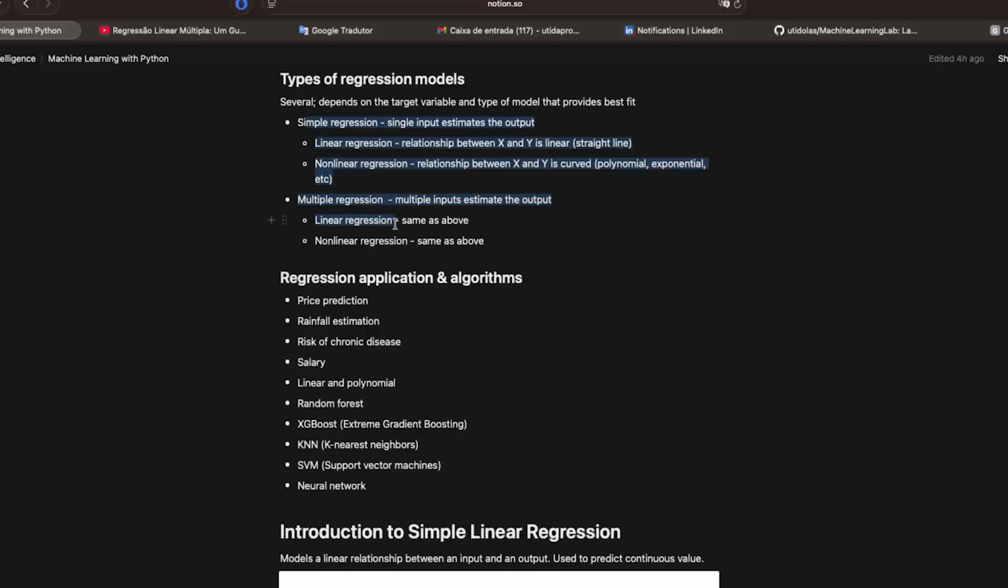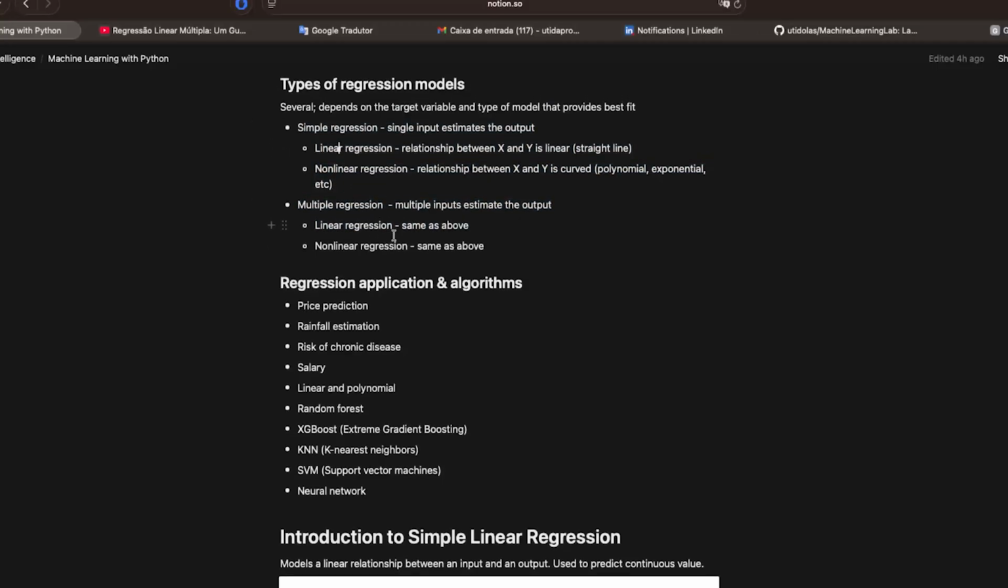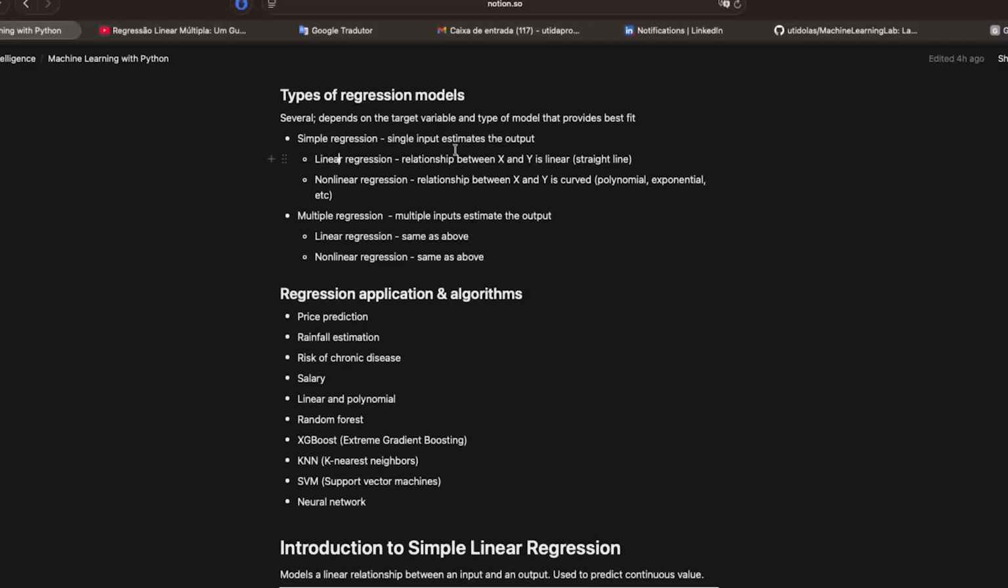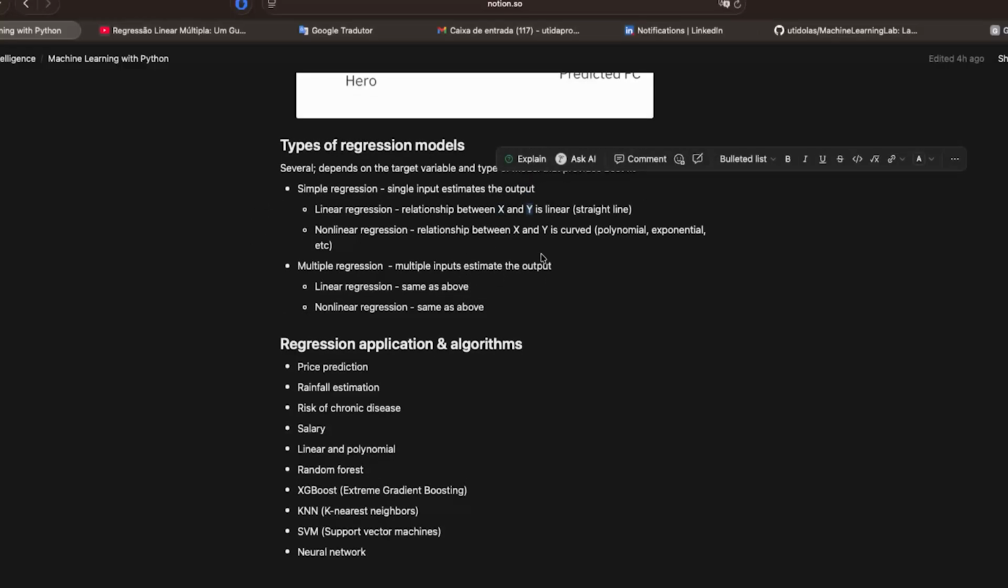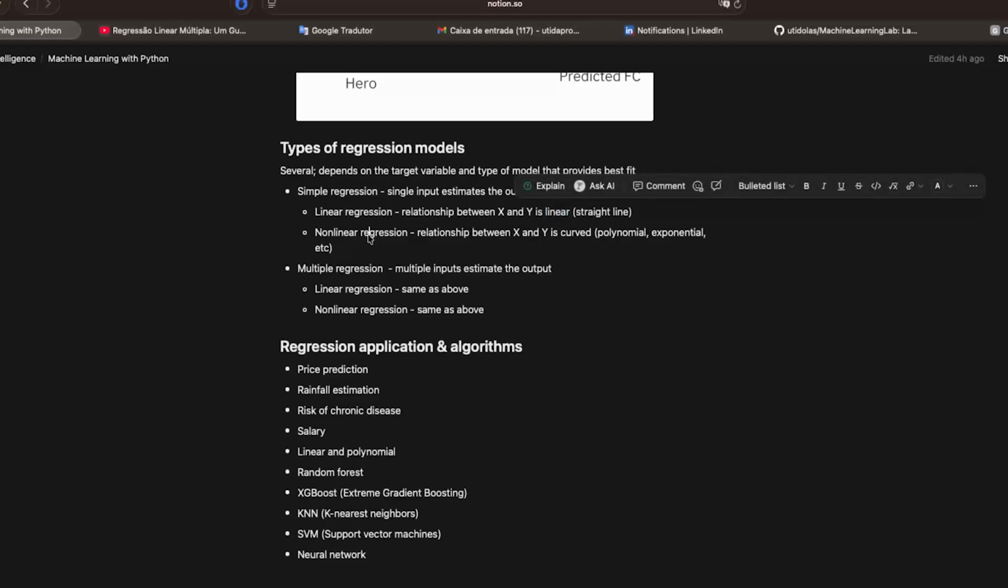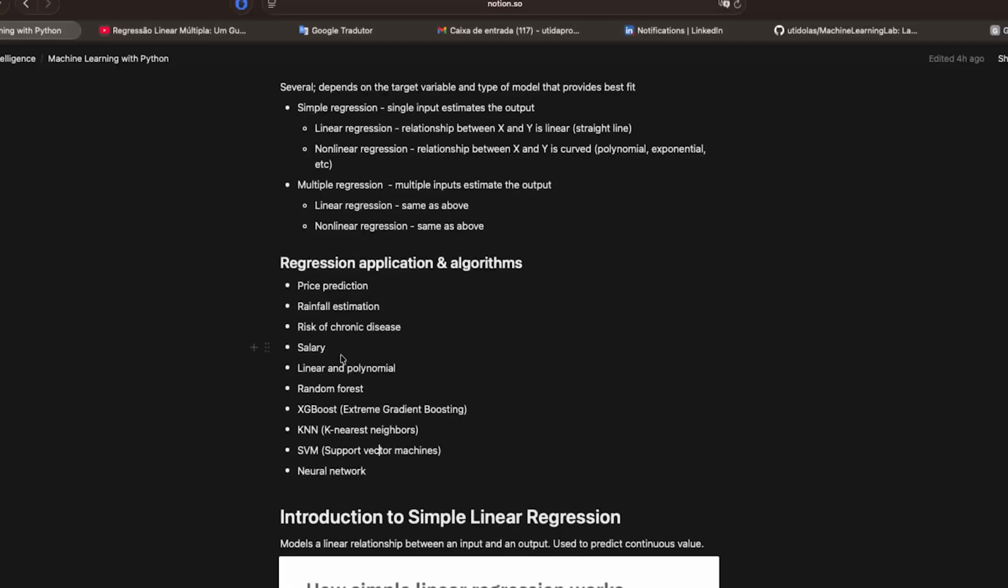Both of them can be either linear or non-linear. Linear is when the relationship between our x-axis, our features, and the y-axis, the label, is linear. And non-linear is when it's not linear. Maybe it's curved, polynomial, exponential, or just not linear. It's not a diagonal line. Here we have some applications and some algorithms for regression.